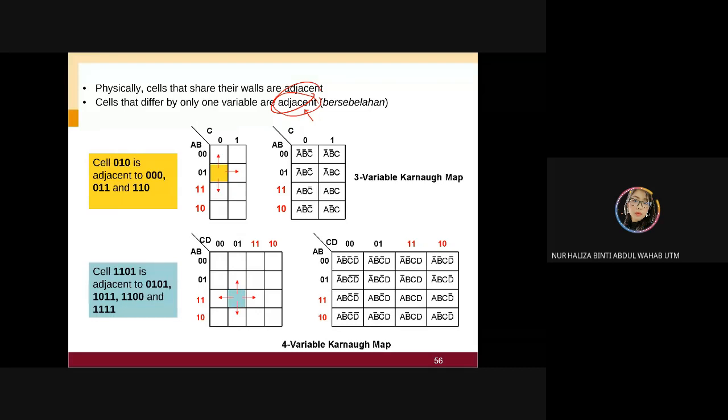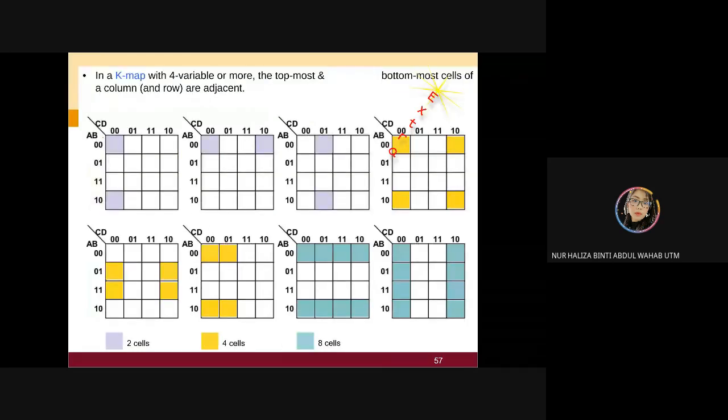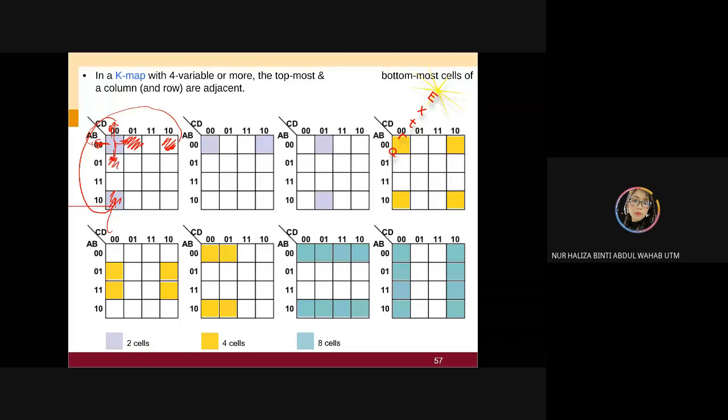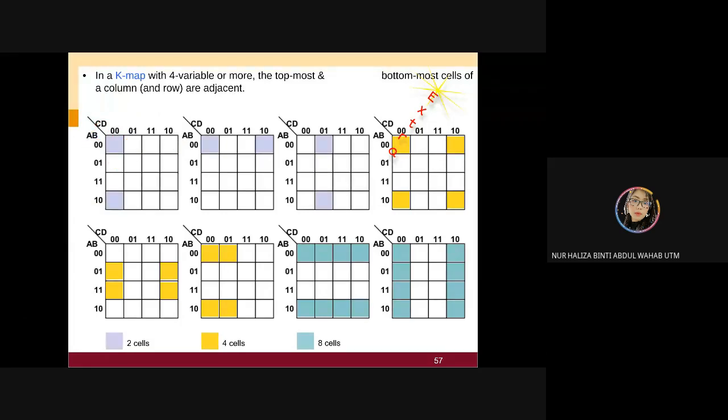Now let's take a look at several other examples. If you have one here, the adjacent at the left will be here. At the right, the adjacent is here. At the upper, the adjacent is this one. And below will be here. So you need to know where the adjacent is following the topmost. This is how you see the adjacent.